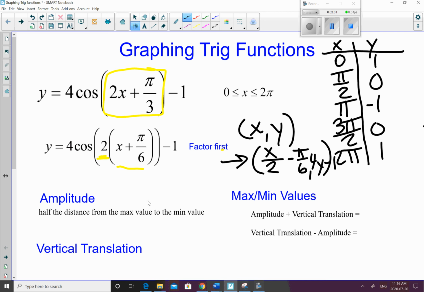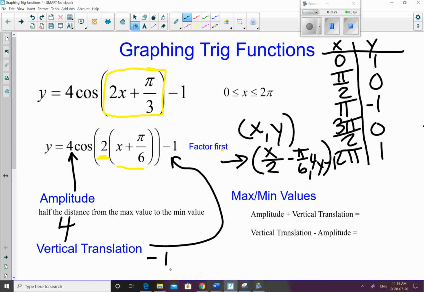Okay, so the amplitude, you'll recall, is half the distance from the max to the min value vertically, and that's this number here in my equation. So 4 is the vertical stretch, and it also corresponds to the amplitude. And the vertical translation is -1, down. So we're going to figure out where the max, the min, and the center of the transformed graph are going to be, and we're going to put that onto our scale.